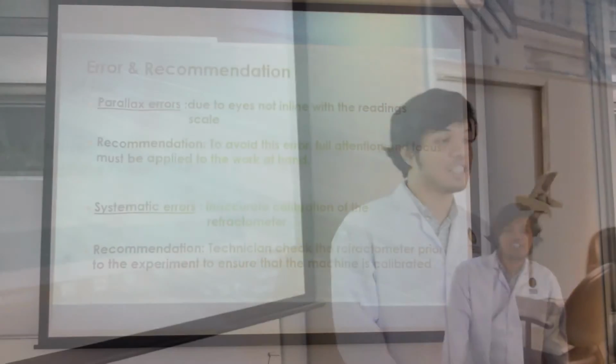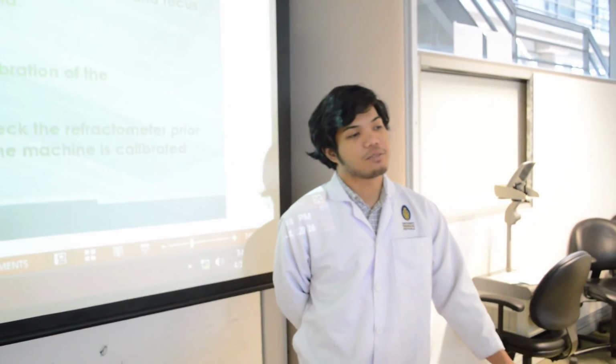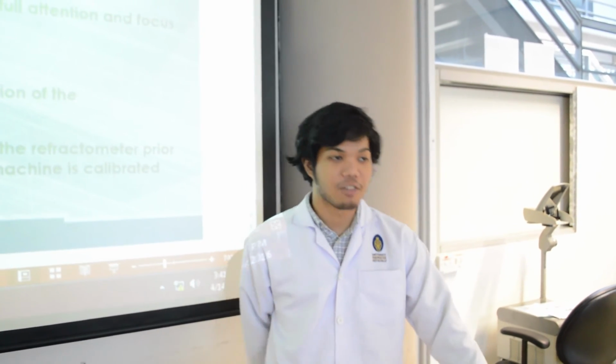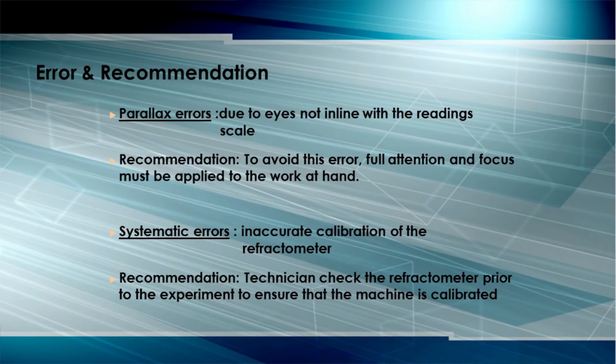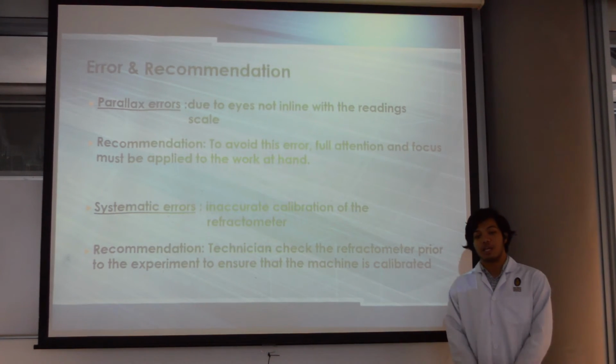The next type of error that we found is systematic error. This happens when there is an inaccurate calibration of the refractometer, for this experiment in particular. To overcome this error, we must ask for the technician's help to make sure that the refractometer has already been calibrated. If not, we must ask him to calibrate the refractometer.